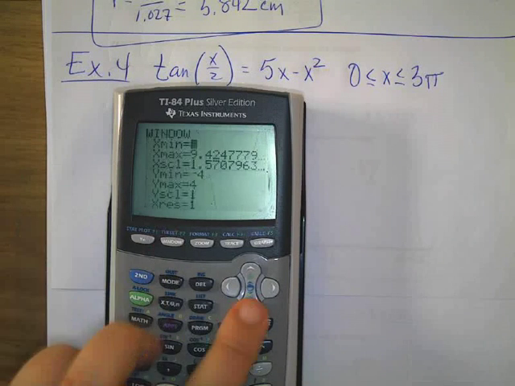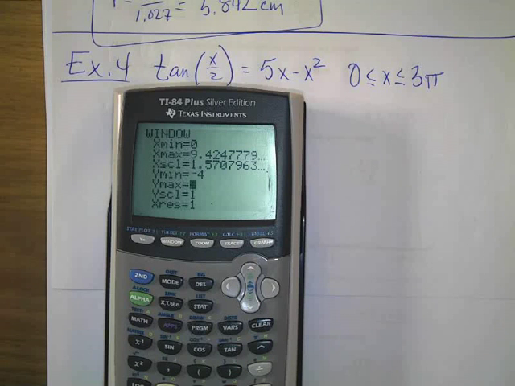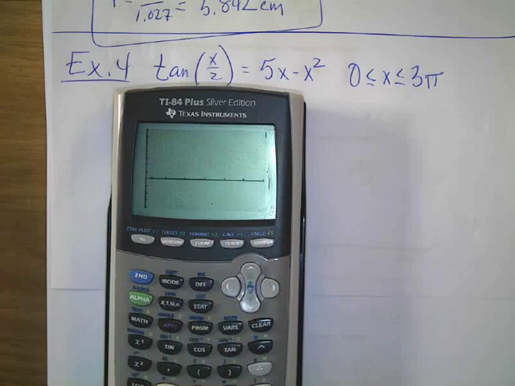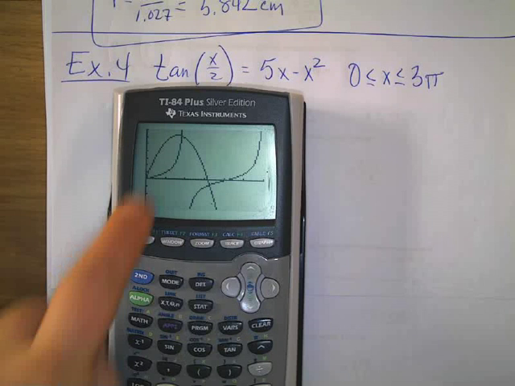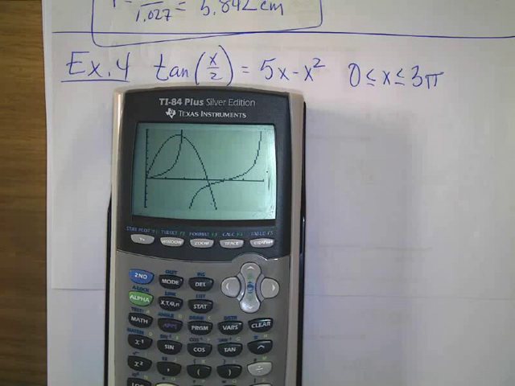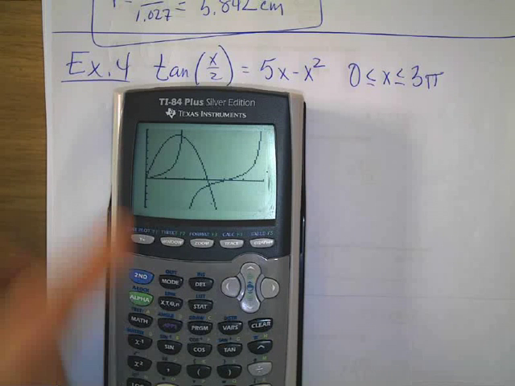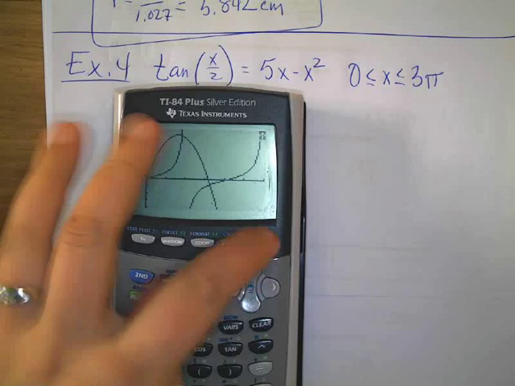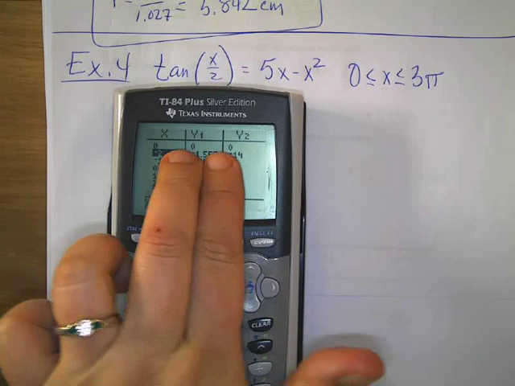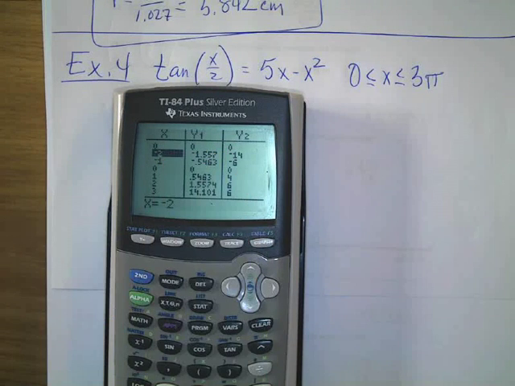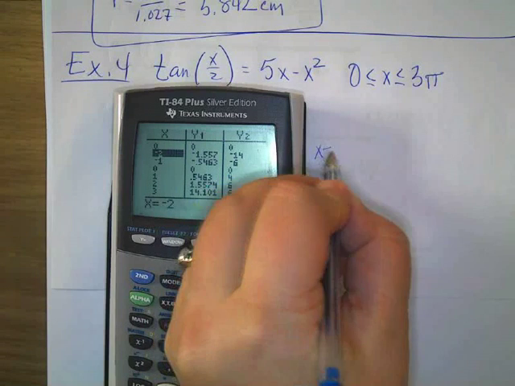Do I see everything? No, we need to move it up. So what do you guys want to use for your max? 7? 7.5. Oh, beautiful. So, where's the first place this crosses? I wonder if it crosses right there. I think so. Let's check it out. If I went to the table and I typed in 0, oh, look, they both equal 0. So does it cross there? Yes. So one of our answers is x equals 0.